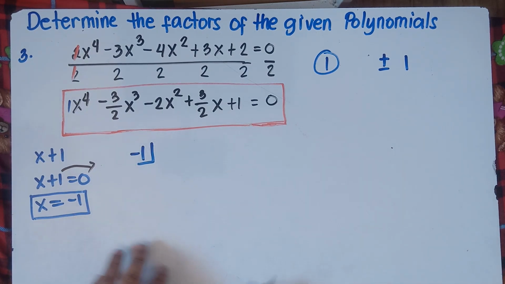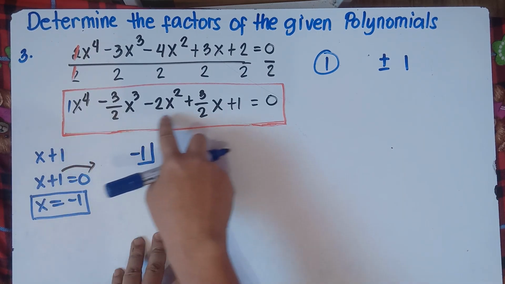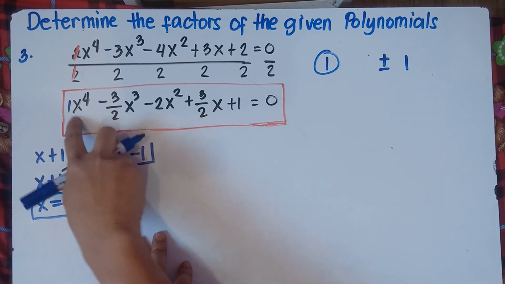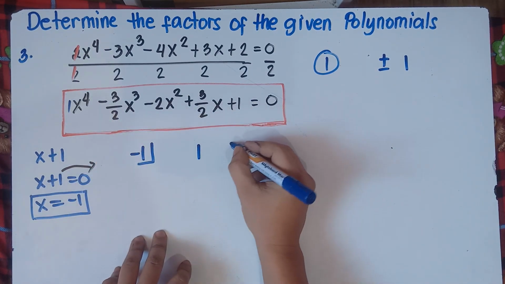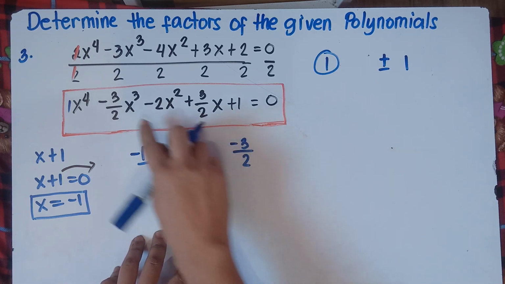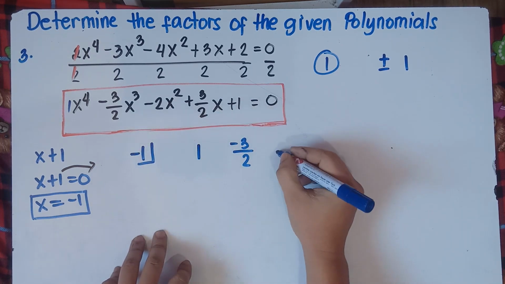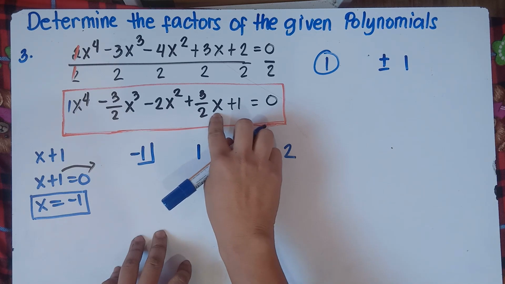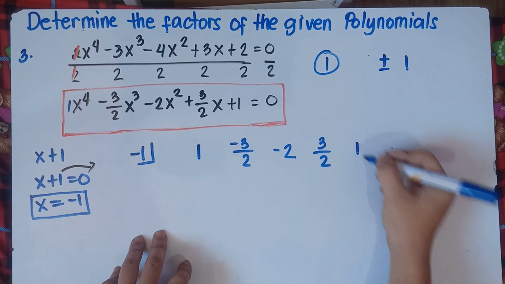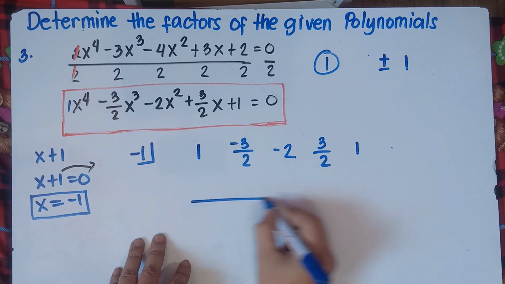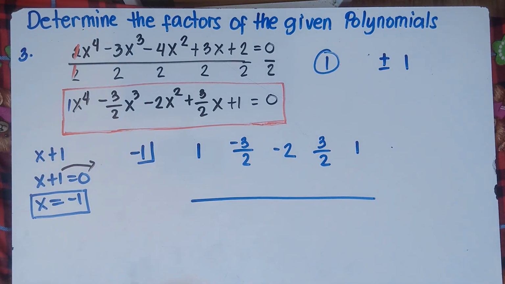Put a little corner, then you write down the numerical coefficients, class. So this is positive 1, then negative 3 over 2. We have x cubed, then for x squared we have negative 2. For x, we have 3 over 2, then positive 1. Alright, and then you put a horizontal line, then you bring down 1.